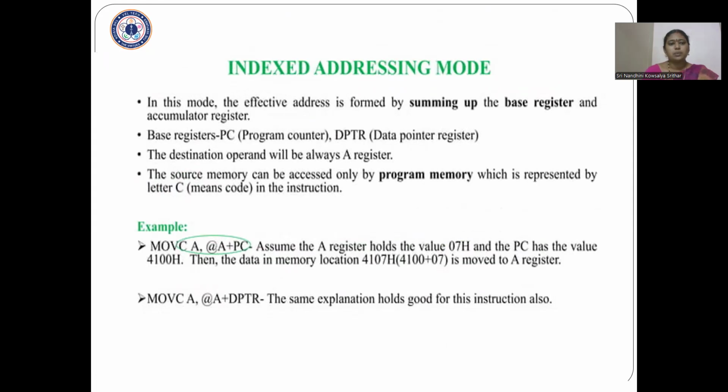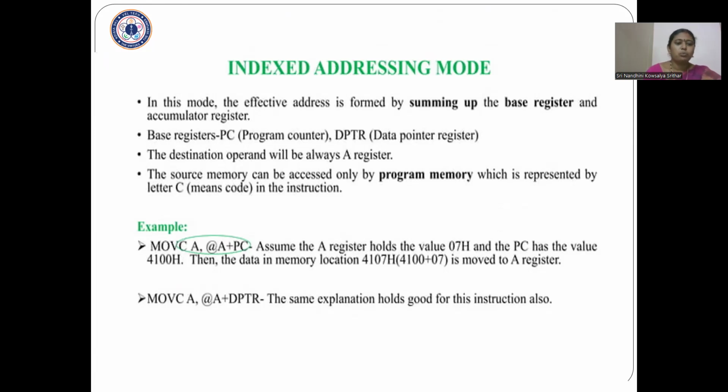Next, indexed addressing mode. In this mode, the effective address is formed by summing the base register and the accumulator register. The base register is the program counter or DPTR, the data pointer register. The destination operand will always be the A register. The source memory can be accessed only from program memory, which is represented by the letter C.